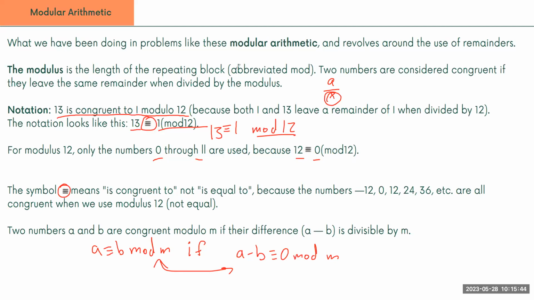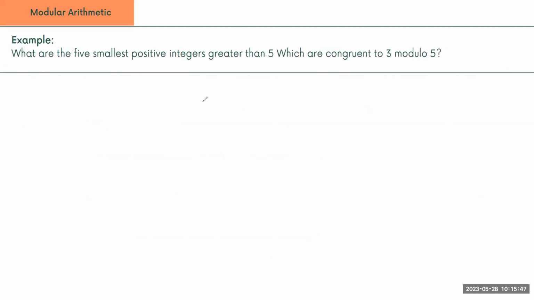Okay, to start off, let's do a couple of easier examples. In this example, we have: what are the 5 smallest positive integers greater than 5 which are congruent to 3 mod 5? So we have 3 mod 5, and we want to find numbers x that are congruent to 3 mod 5, because that's basically what the problem is saying. We have the 5 smallest positive integers.